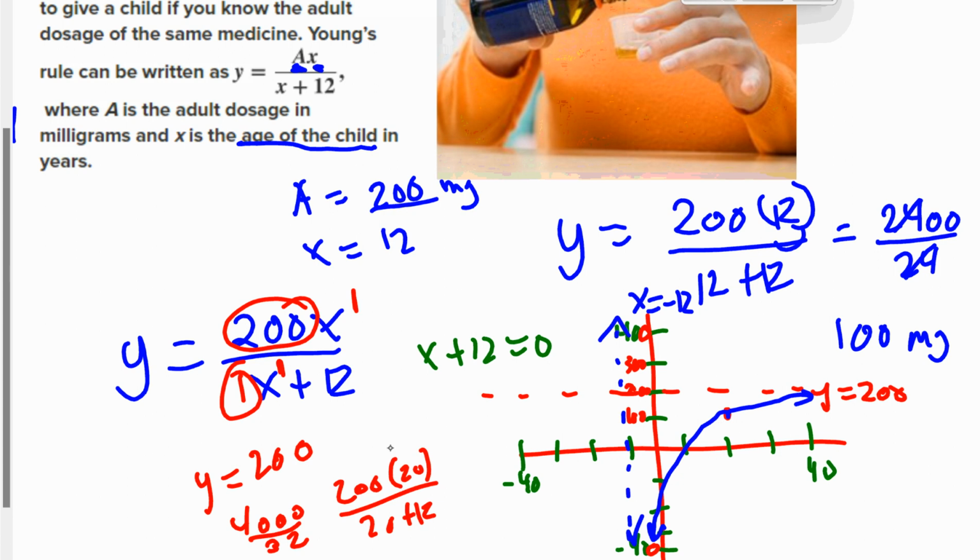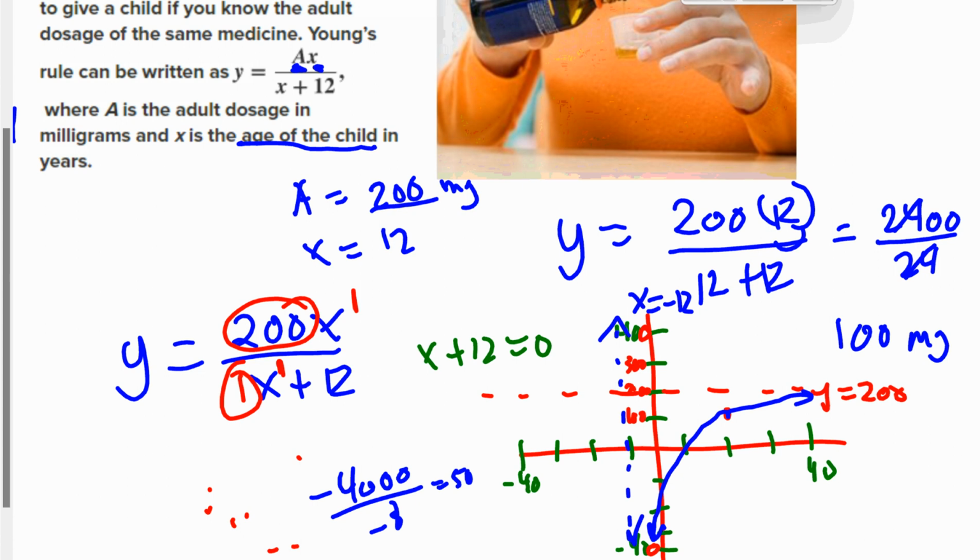Then I can plug in, say, negative 20. Negative 4,000 divided by negative 8, and I get 500. So at negative 20, I get 500, somewhere up here. So on this side I'm going down and I can't cross that one, and on the other I go up and can't cross that vertical asymptote. So my graph looks something like this.